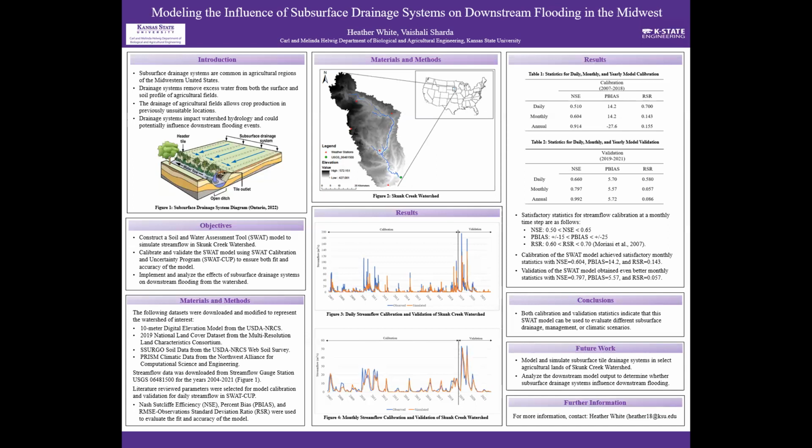After model construction, literature-reviewed parameters were selected for daily streamflow calibration and validation in SWAT-CUP. To evaluate the fit and accuracy of the SWAT model, Nash-Sutcliffe efficiency, percent bias, and RMSE-observation standard deviation ratio were used. Figure 3 shows the model calibration and validation on a daily time step.